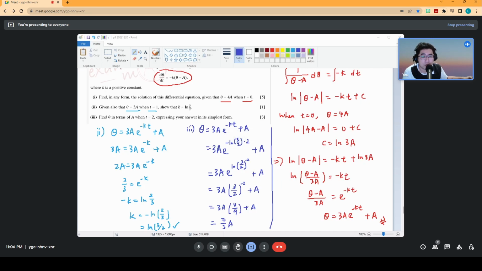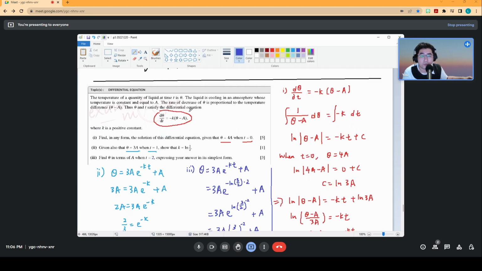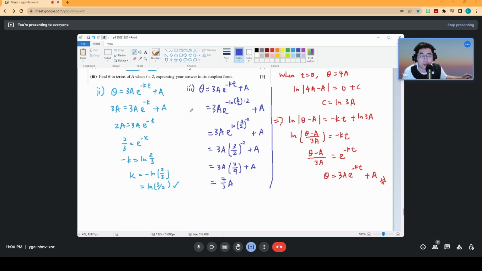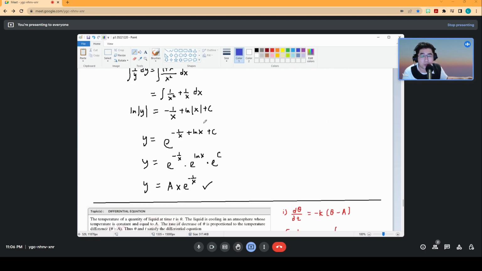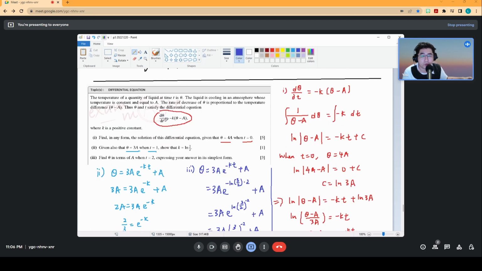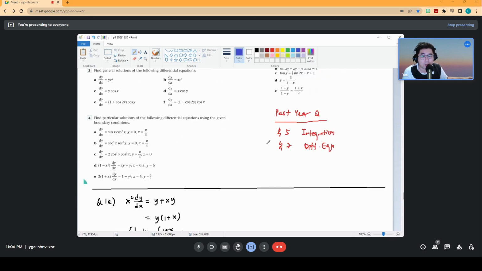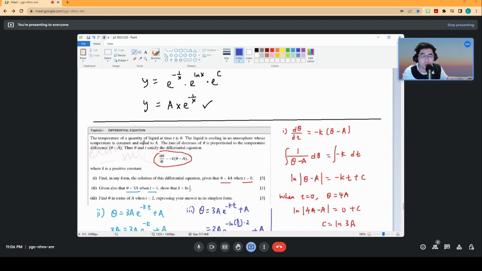So you can see what differential equation questions look like. After you practice each of these formulas, you can continue with the differential equations as I stated here, for the past year questions, to get used to answering this type of question. I'm going to stop recording. Thank you very much.